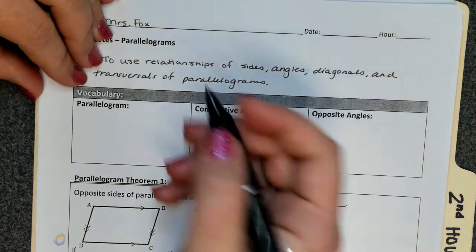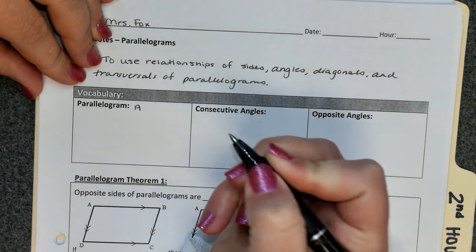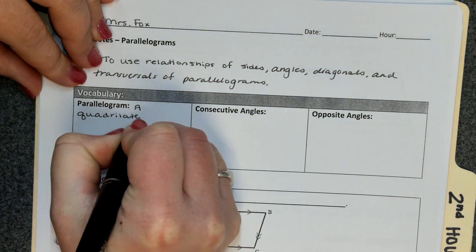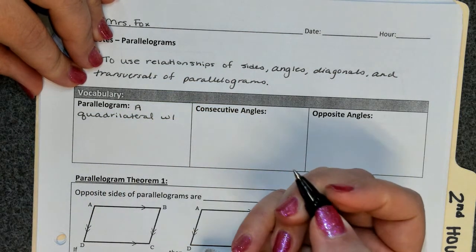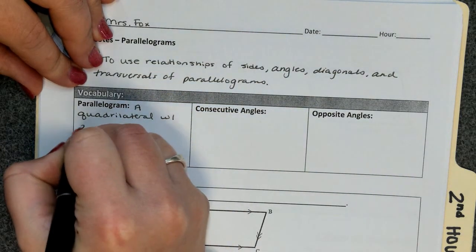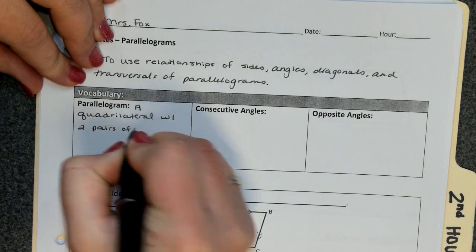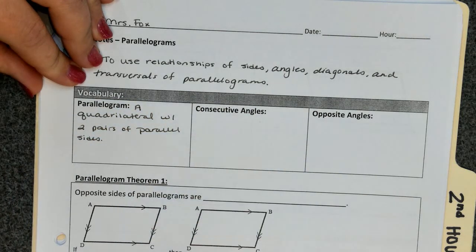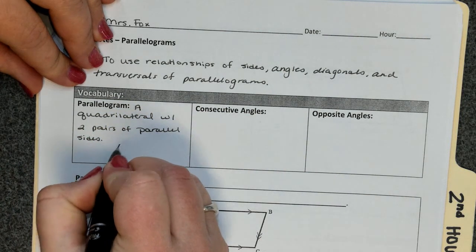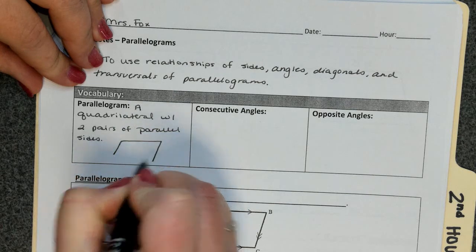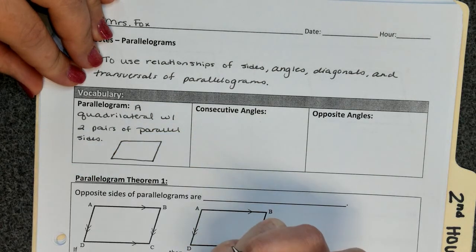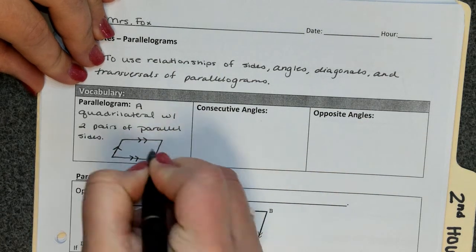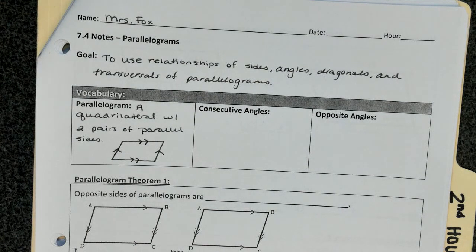A parallelogram, just from the previous definition that we've talked about, is just a quadrilateral with two pairs of parallel sides. So we can draw what that looks like. This. We know that these sides are parallel and these sides are parallel, and that's what makes a parallelogram.